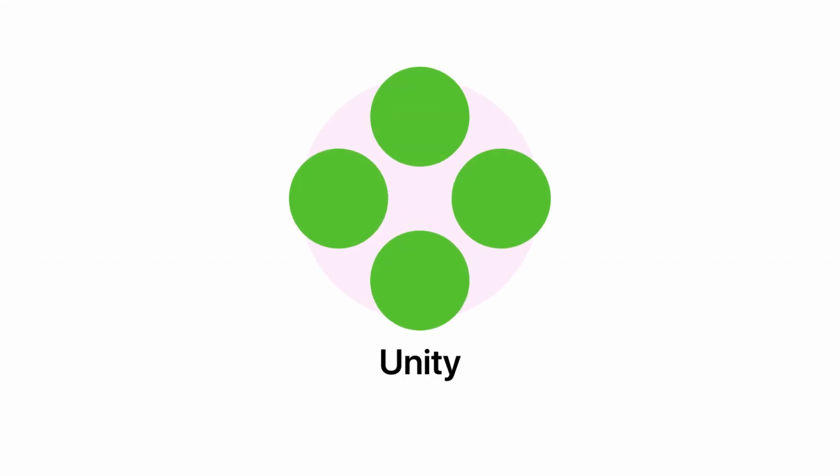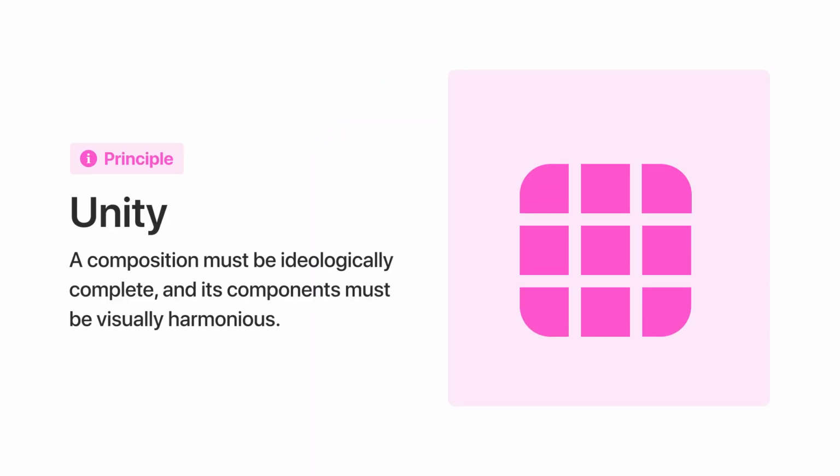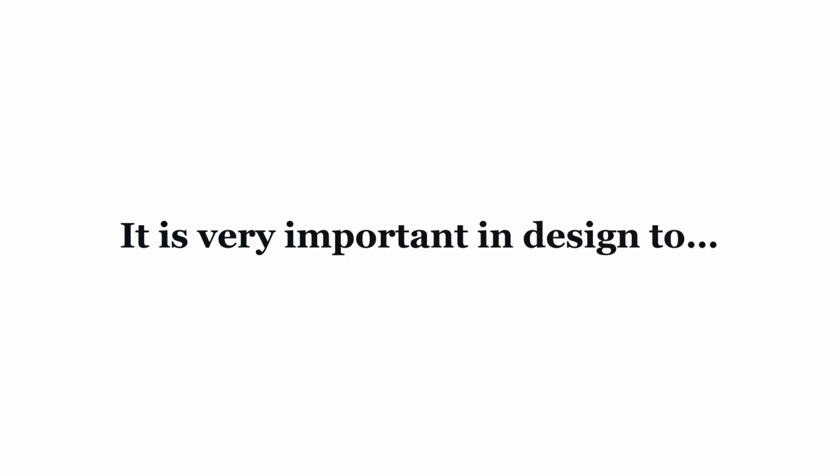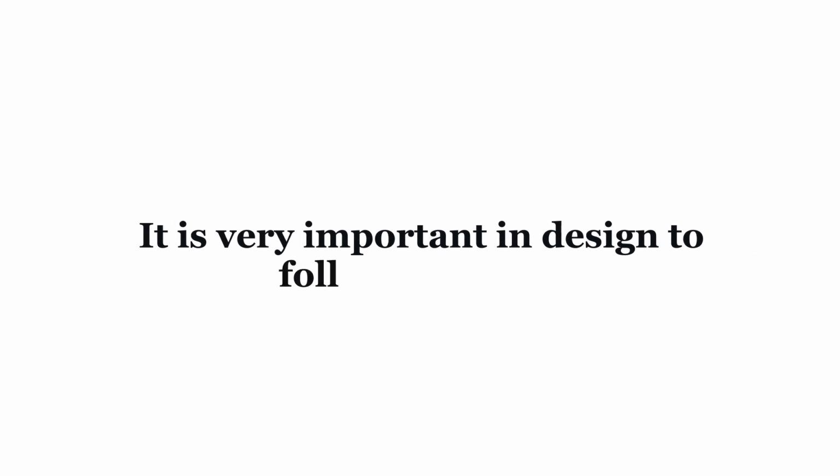Let's discuss the principle of unity in design. It can be defined as follows. A composition must be ideologically complete, and its components must be visually harmonious. Regarding ideological completeness, it's a straightforward concept. Just think about how irritating it is when a sentence isn't finished. Just think about a phrase that isn't finished. It is irritating. That's precisely what it is.